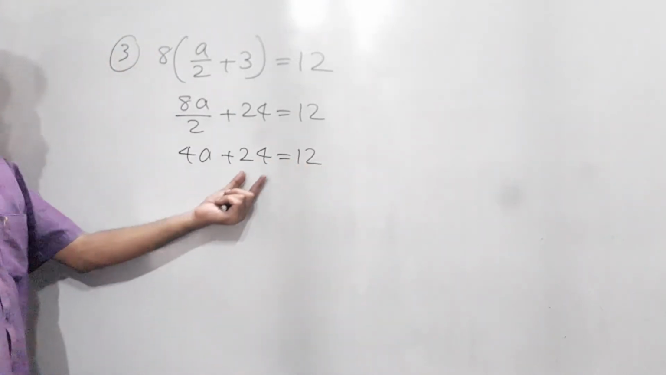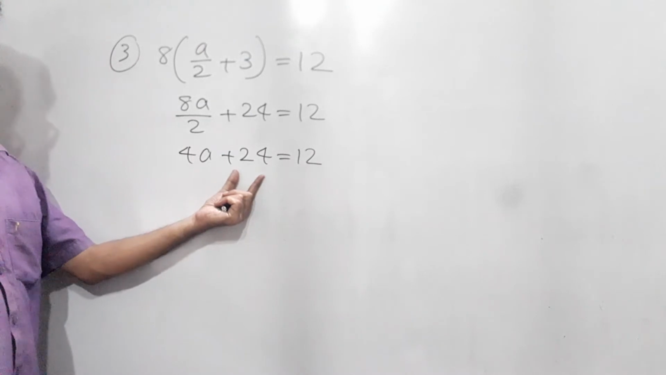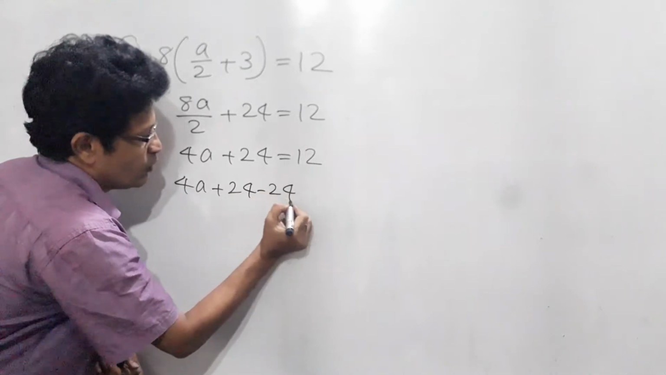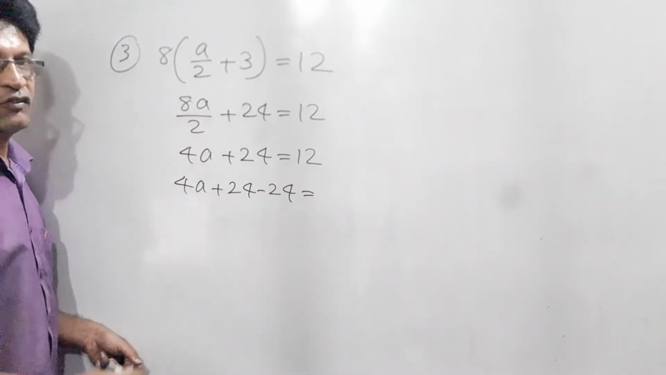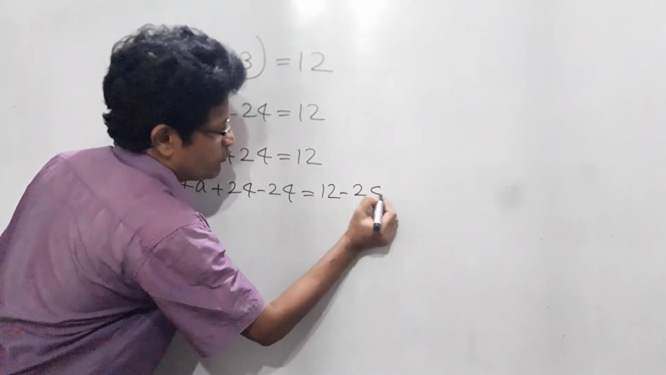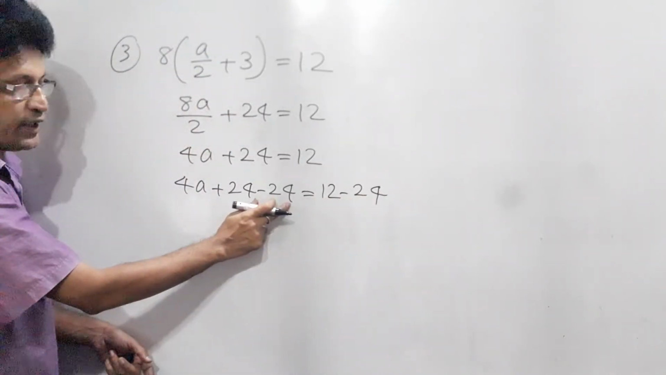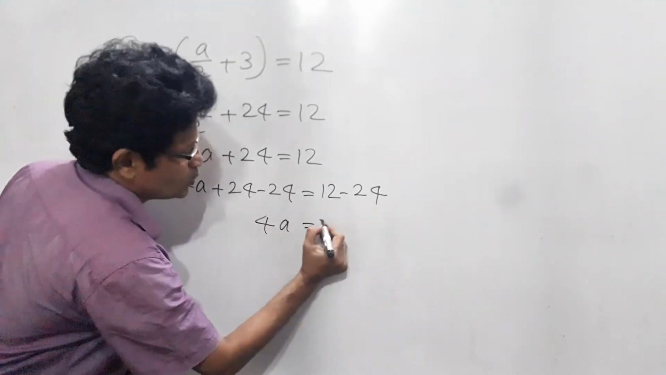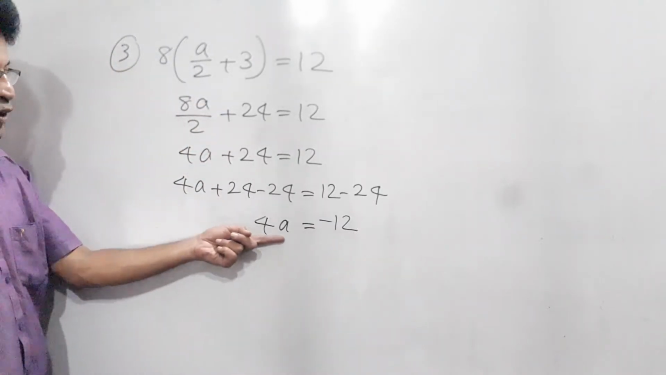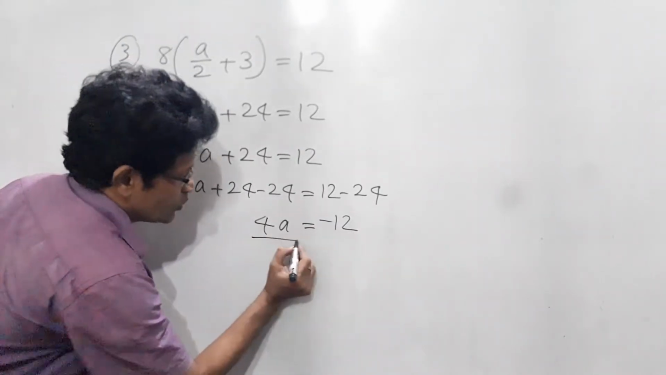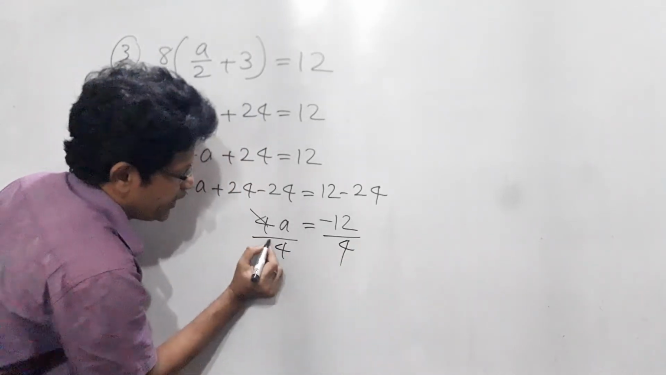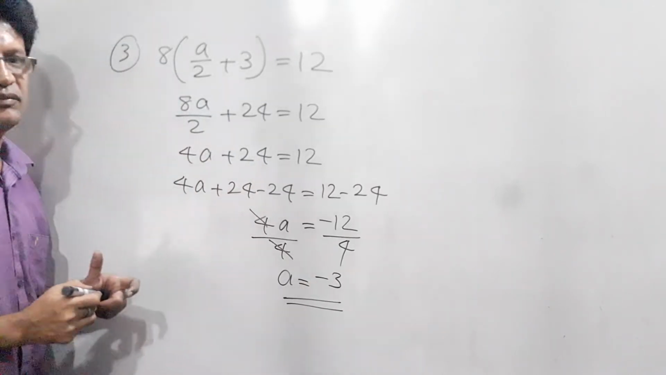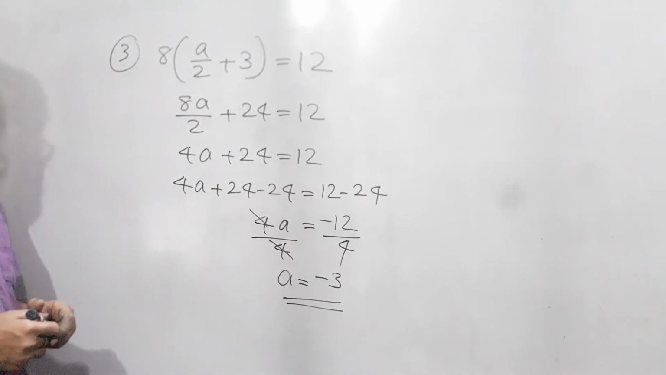Now we are getting rid of this 24. Therefore I subtract 24 from this side: 4a plus 24 minus 24. Then on the other side also I have to take 24 out: 12 minus 24. Now plus 24 and minus 24 will get cancelled. You have 4a. 4a equals 12 minus 24, which is minus 12. Now I divide this side by 4 because the coefficient is 4, and this side also I divide by 4. 4 and 4 cancel. a equals minus 12 divided by 4, which is minus 3. Okay? So this is how we did this question.